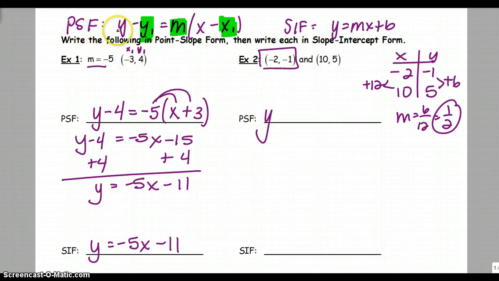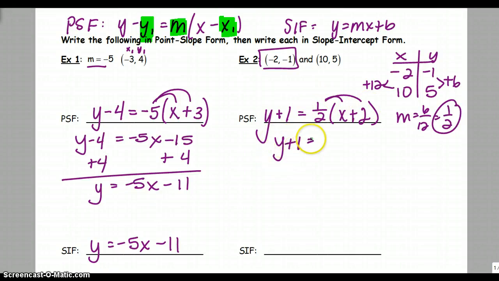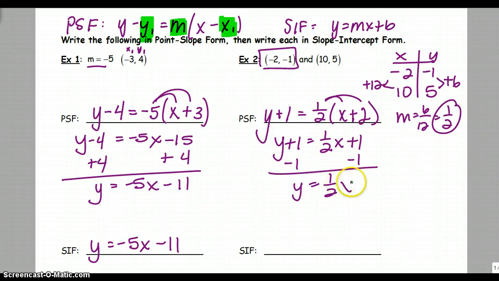So again, we have to put it into point-slope form, y minus y1, which will give you a y plus 1, equals your slope 1/2 times x minus x1, which again would give you a +2 because it starts off negative. If we follow the two steps from before where we distribute our slope, you have y plus 1 equals 1/2 x plus 1. 1/2 of 2 is 1. Subtract 1, so y equals 1/2 x. You could say +0, it is not needed.